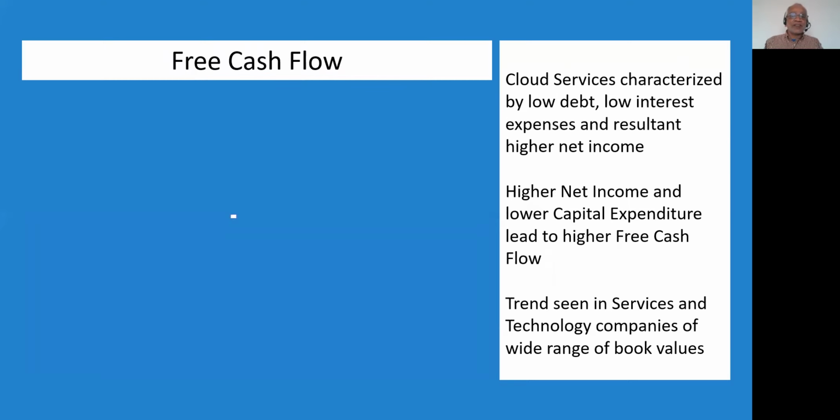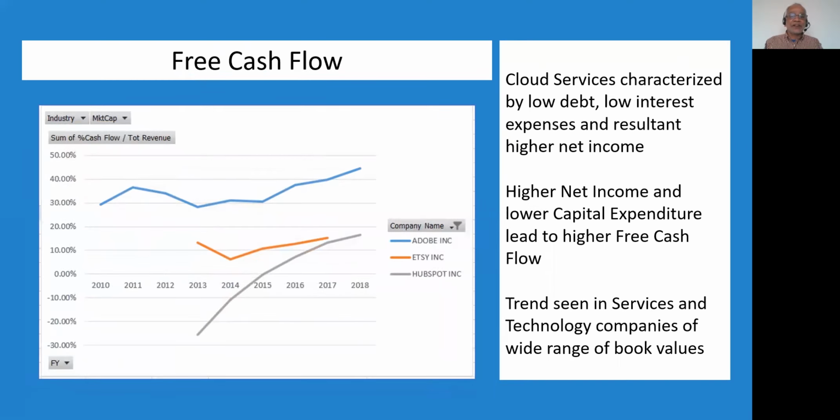Free cash flow is another aspect that we looked at. Because of low debt and low interest expenses, higher net income is realized by these companies. Higher net income and lower capital expenditure lead to higher free cash flow. From beginning of 2015, we see the free cash flow has been increasing for Adobe, Etsy, and HubSpot.